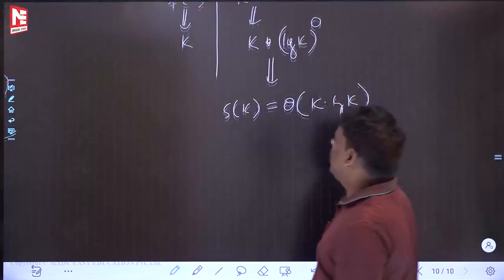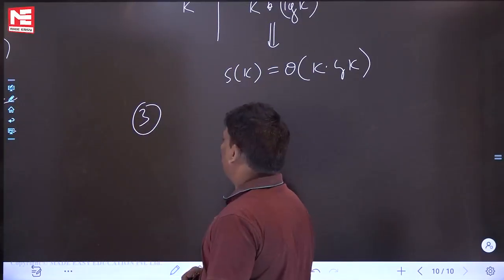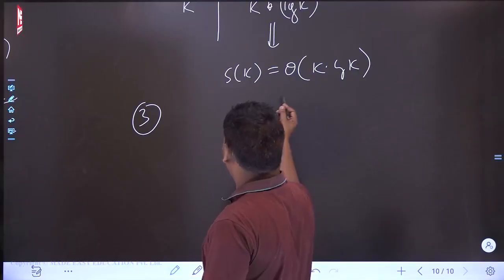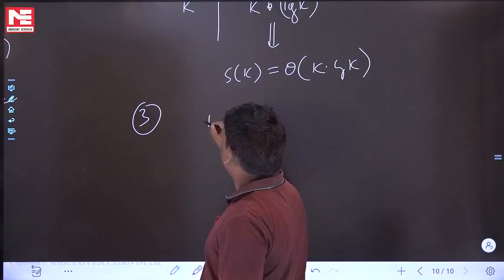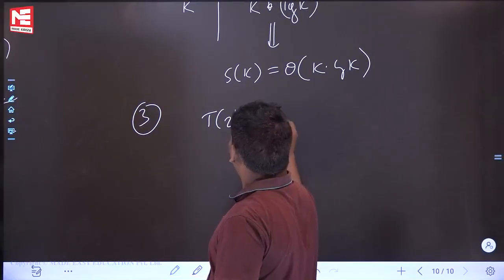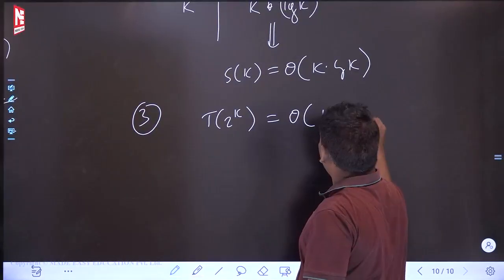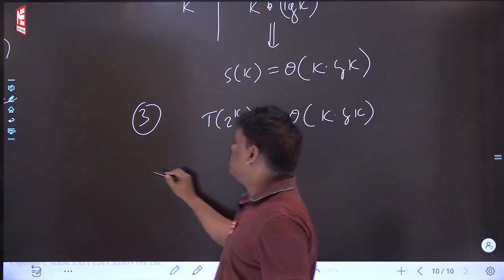Let's start the third step. The third step is the reverse of the second step. What is the second step? T of 2 power k is equal to S of k. Now reverse S of k to T of 2 power k. So what is the answer? T of 2 power k is equal to theta of k log k. So the reverse of the second step is the third step. I completed that.